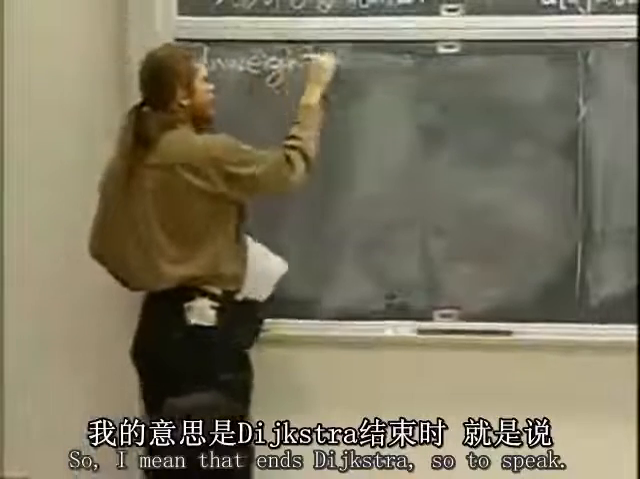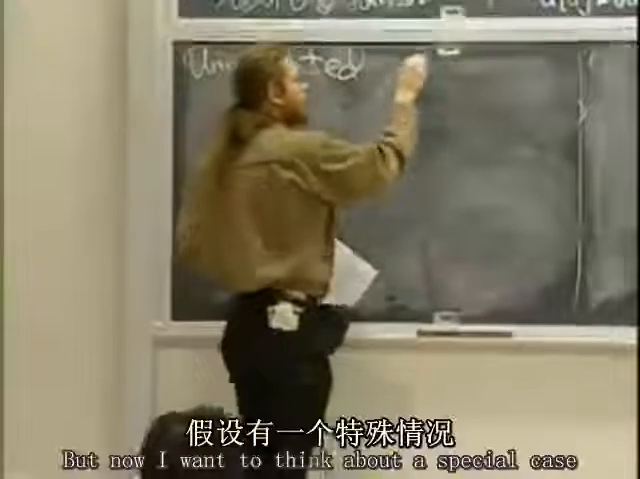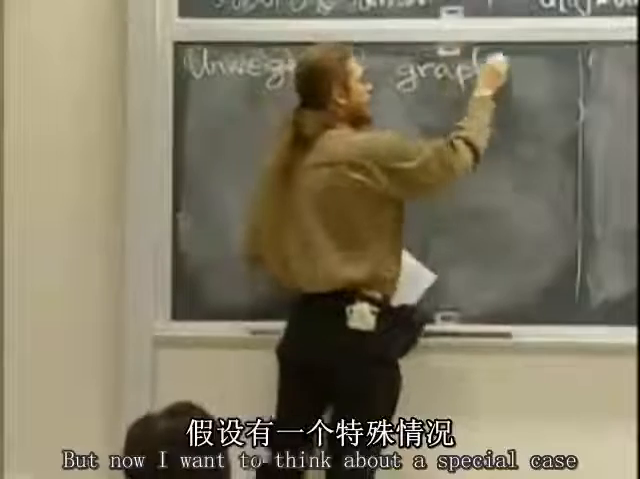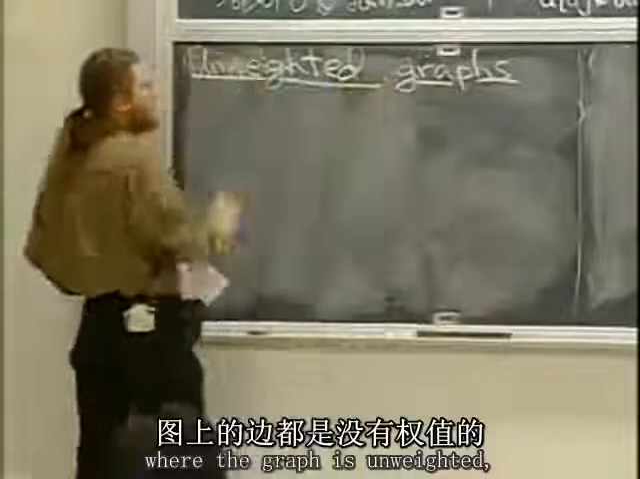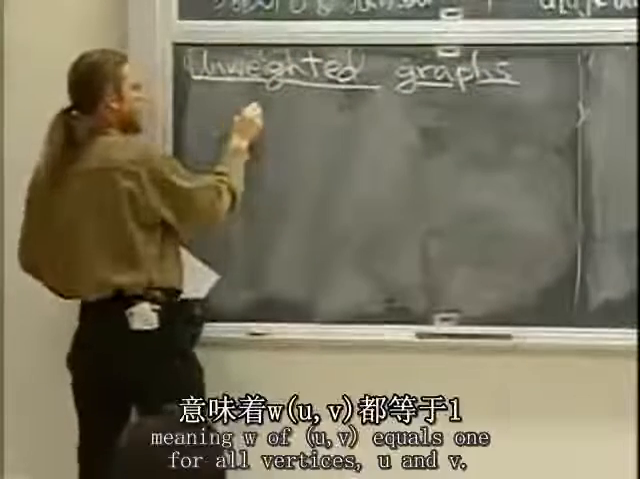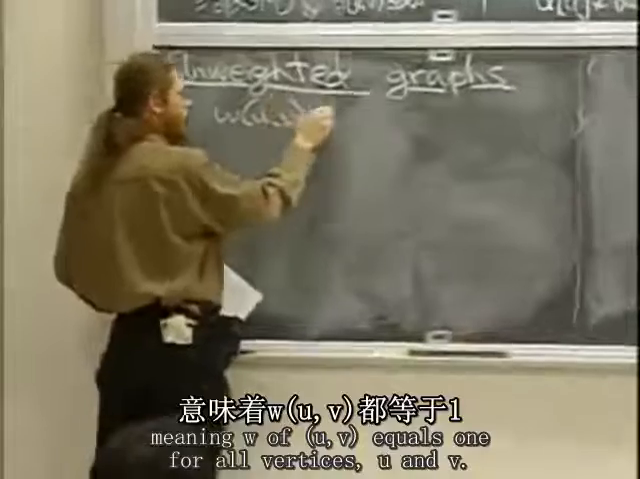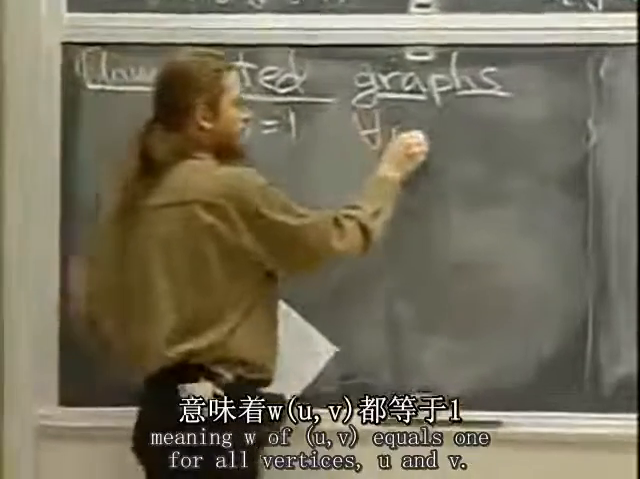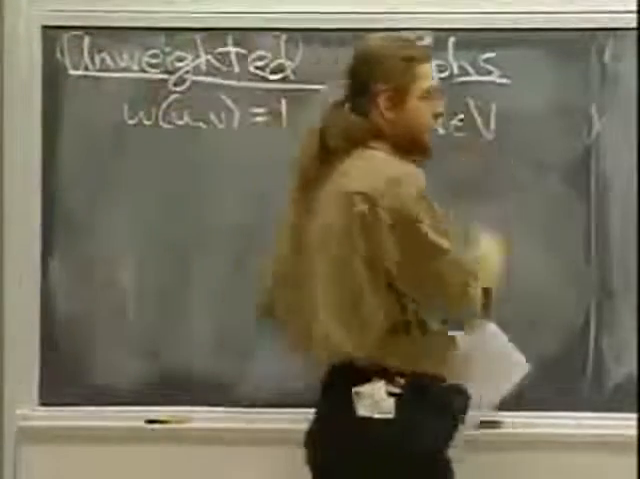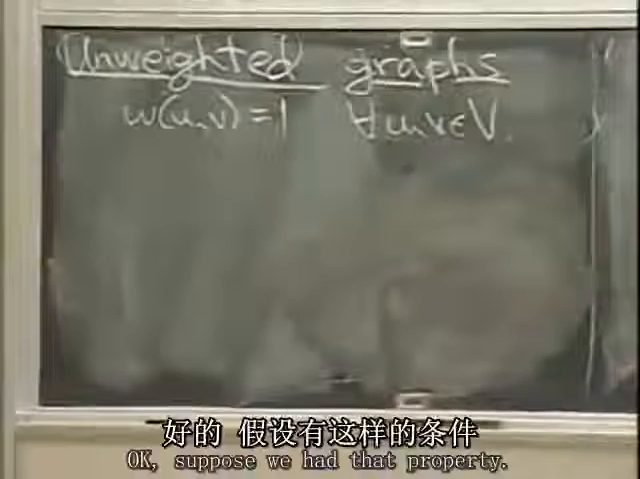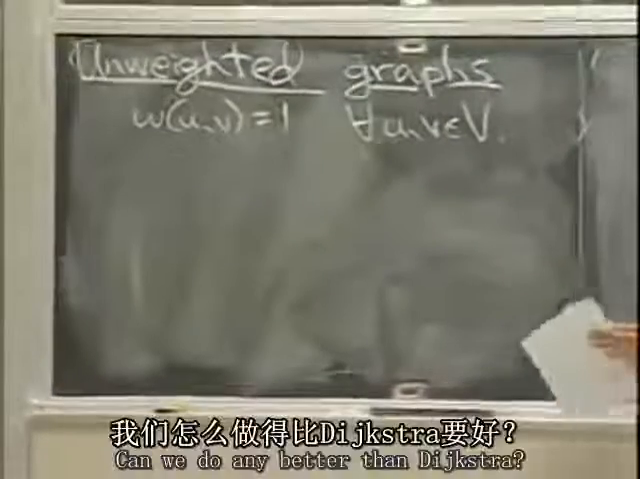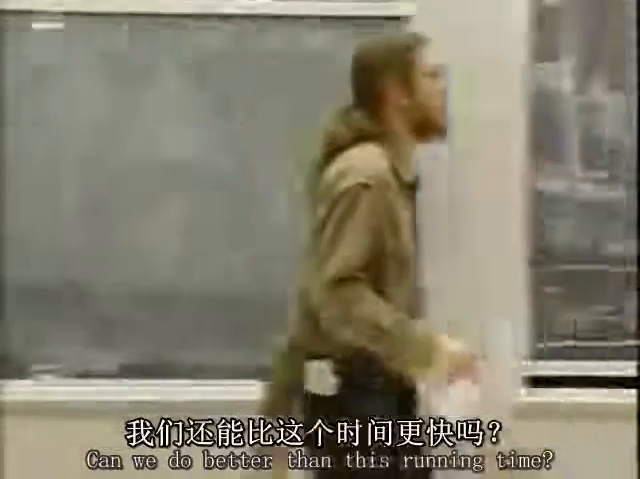I mean, that ends Dijkstra, so to speak. But now I want to think about a special case where the graph is unweighted, meaning W of uv equals 1 for all vertices u and v. Okay, suppose we had that property. Can we do any better than Dijkstra? Can we do better than this running time?